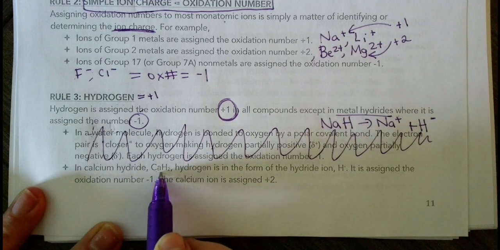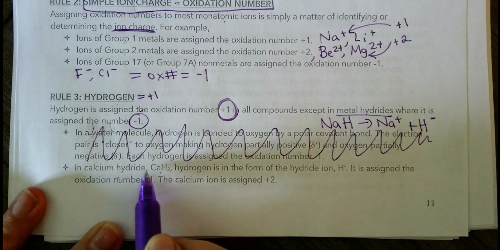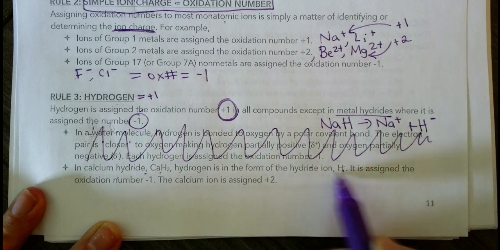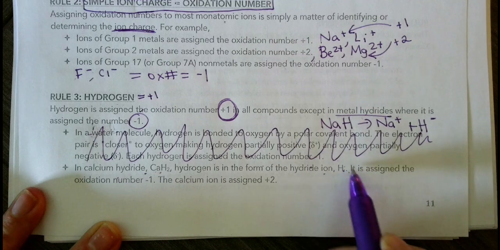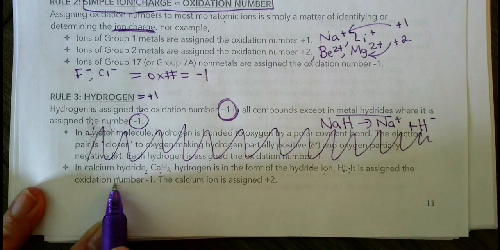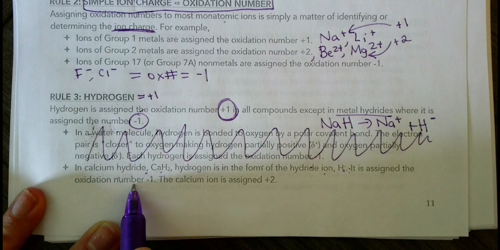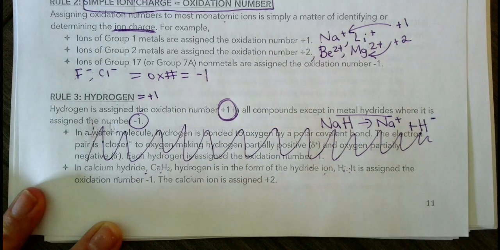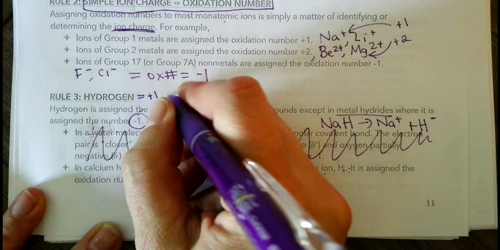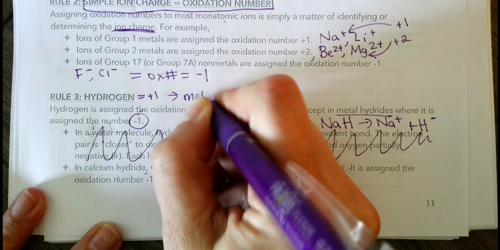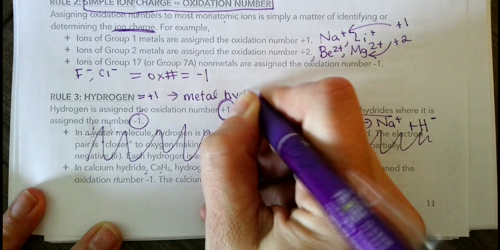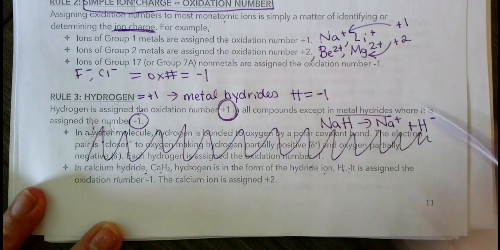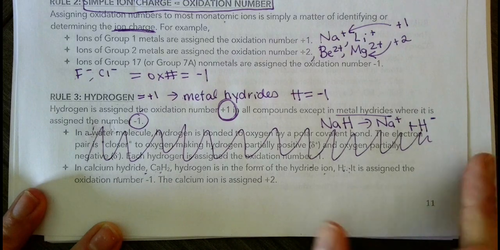But this is a metal hydride here, okay? So in calcium hydride, hydrogen is in the form of a hydride ion. So that's when he's a negative. Hydrogen with a metal, he's going to be negative. This is when you assign an oxidation number of -1. Usually, though, hydrogen is +1. The only exception I'm going to make you worry about is metal hydrides. Hydrogen is going to be equal to -1. Okay? Pause if you need to.